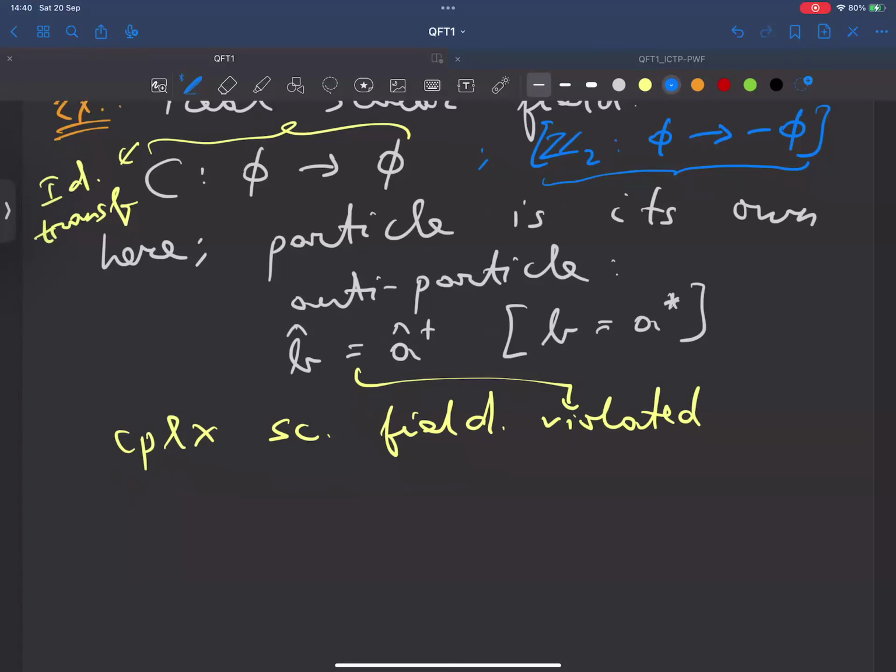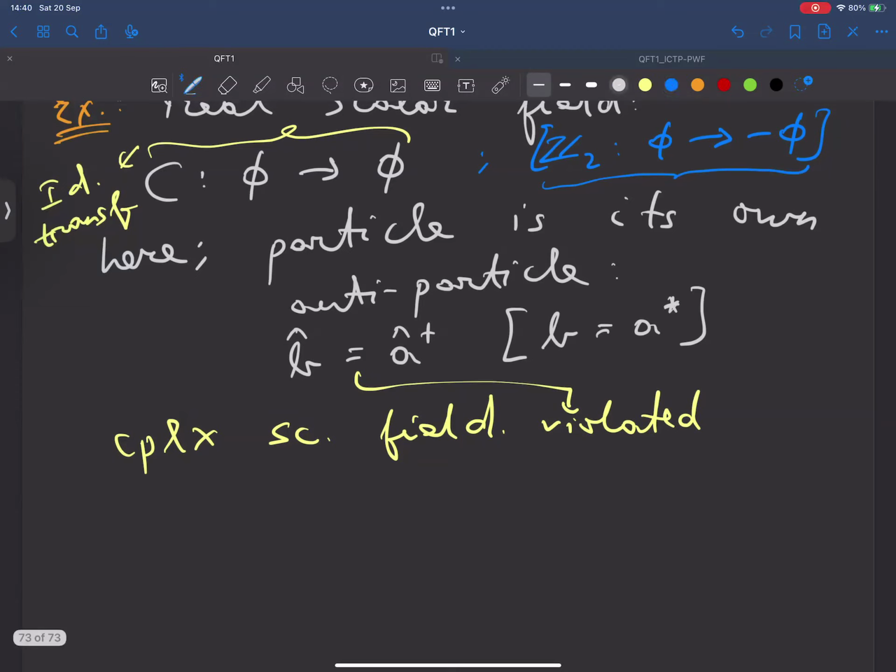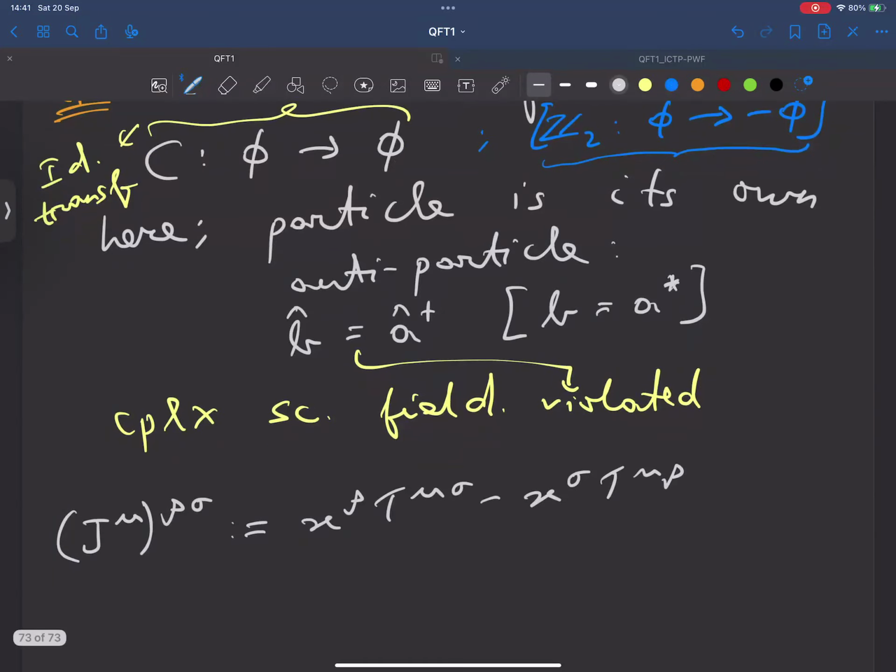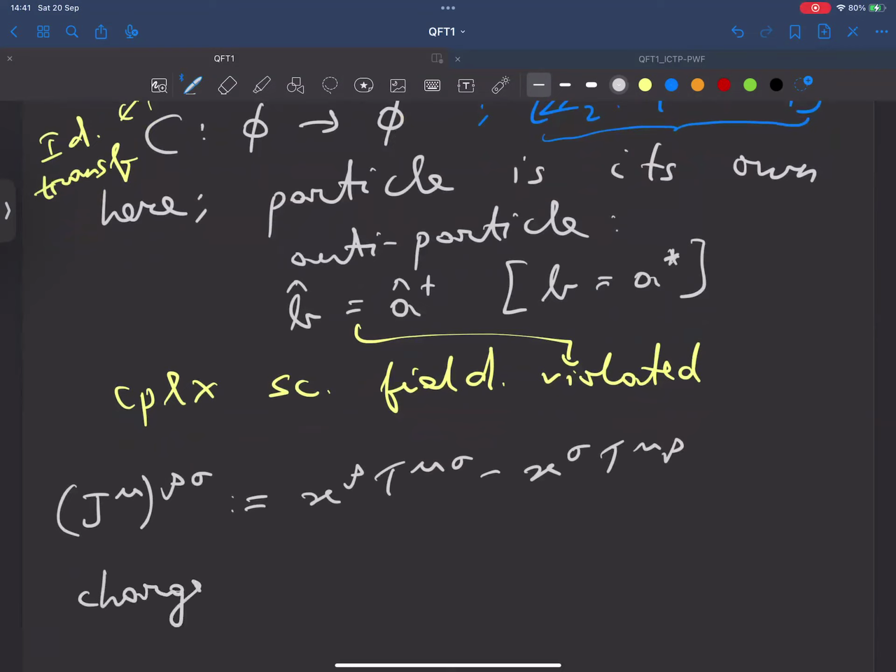Now let's see. So now, as promised, I will define for us what the spin is. So recall that when we studied the symmetries under arbitrary Lorentz transformation, we had gotten a conserved current, which was written like this. And the Noether charge for this will be just J^0 rho sigma.